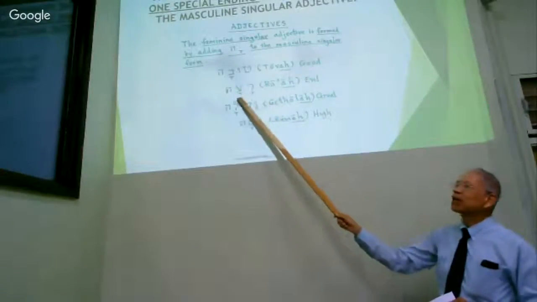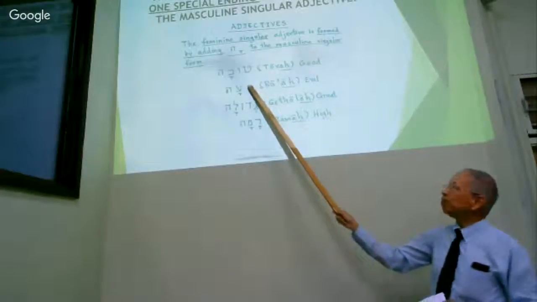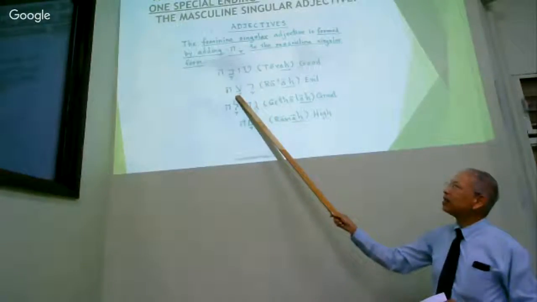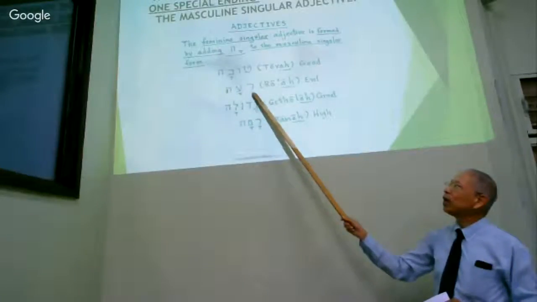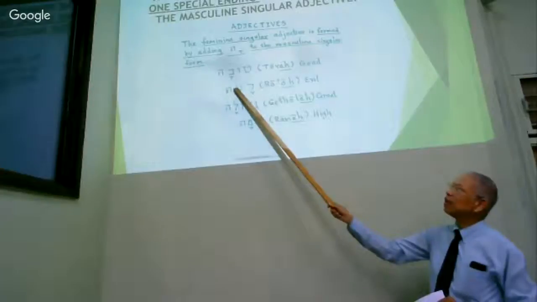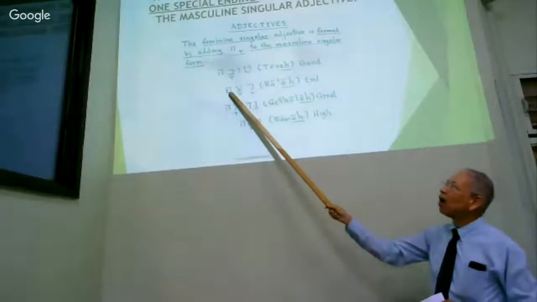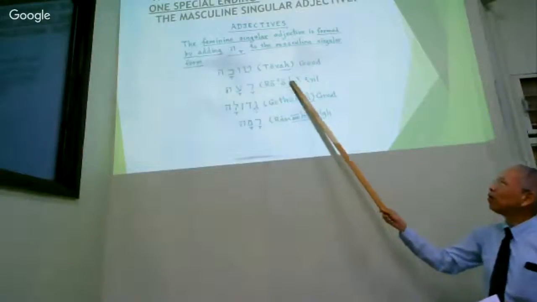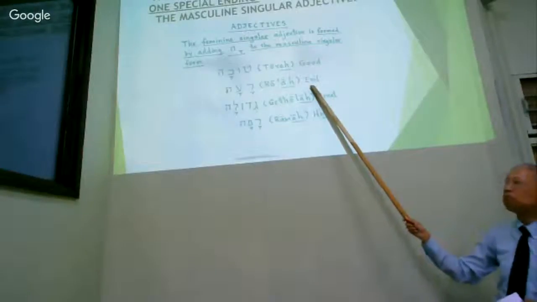Ra is the masculine singular adjective for evil. But when you add kamatz and heh at the end of ra, you get ra'ah. The ayin is not pronounced, just like the aleph is not pronounced. Ra'ah is evil in the feminine form.